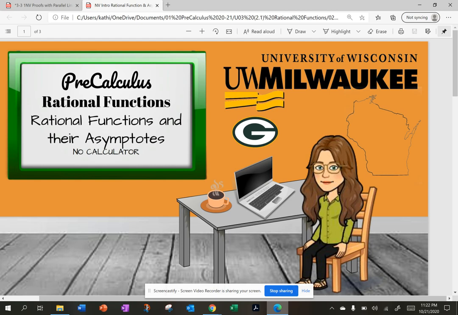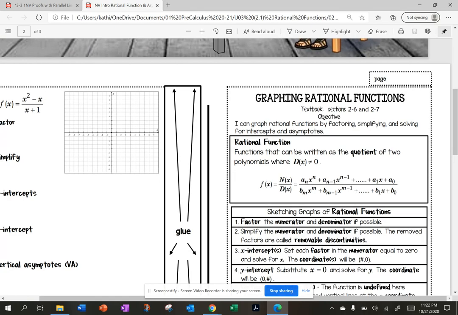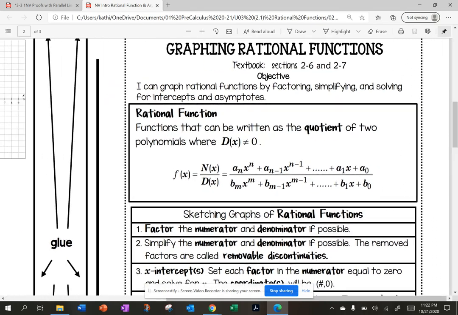Today's lesson is rational functions and their asymptotes without using a calculator. Okay, let's start with our learning goal. Today I can graph rational functions by factoring, simplifying, and solving for intercepts and asymptotes.